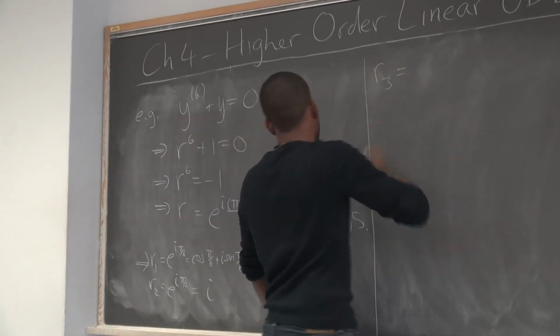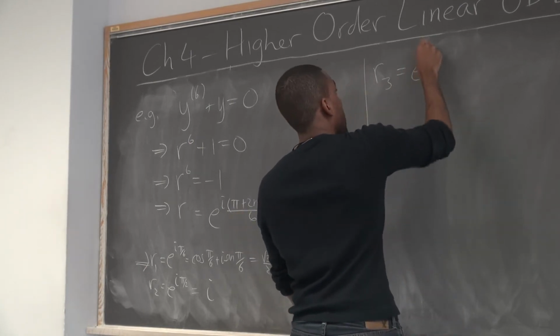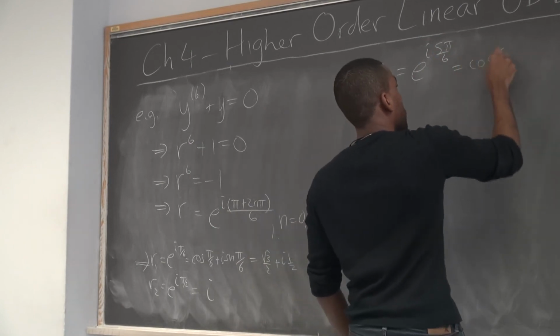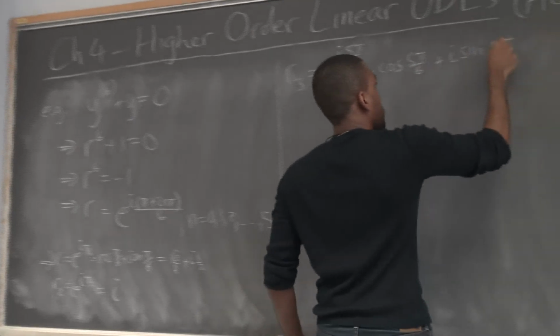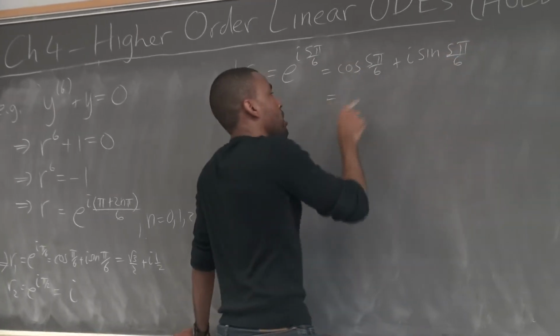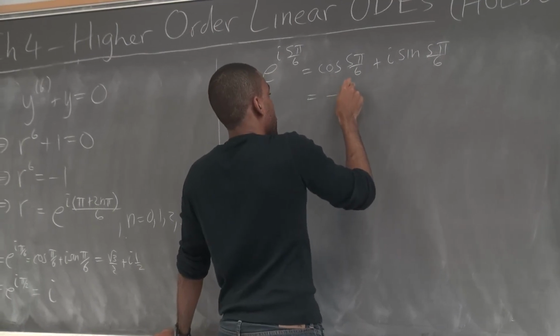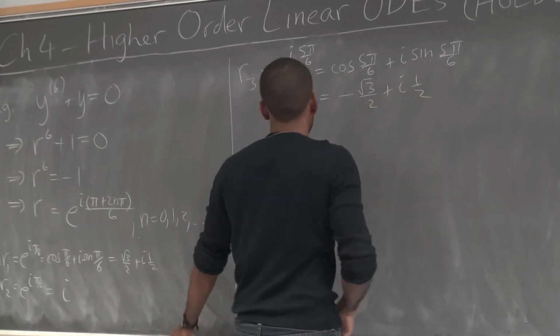This means I plug in n equals 2. This is going to be e to the i 5 pi over 6. This gives me cosine of 5 pi over 6 plus i sine of 5 pi over 6. 5 pi over 6 is in the second quadrant. The cosine is negative, while the sine is positive.